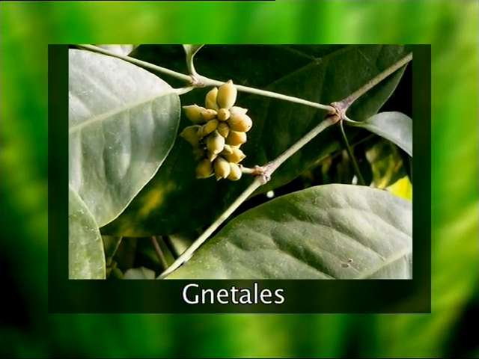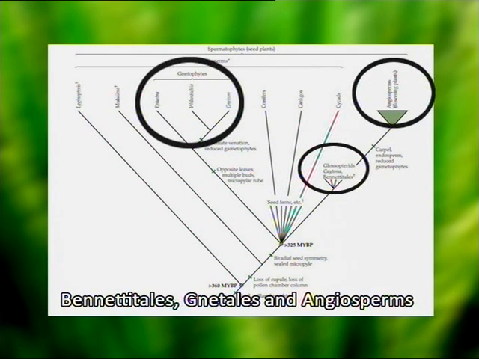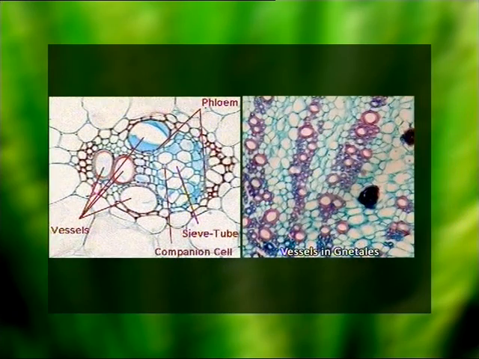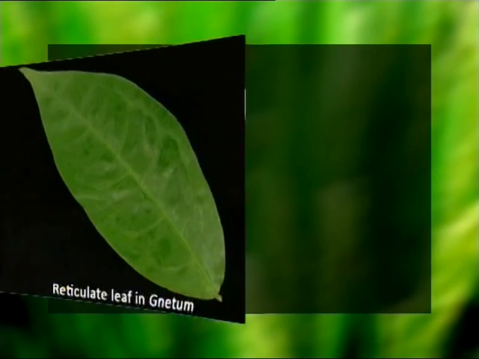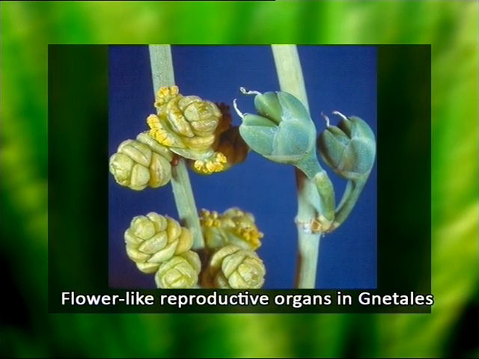Gymnosperms such as Gnetales, along with the already extinct Bennettitales, were widely believed to be related to the angiosperms on the basis of several morphological similarities. Some of these similarities are vessels in the wood. Both angiosperms as well as Gnetales and the Bennettitales have vessels in their wood. One more similarity is reticulate leaves in Gnetum and also the flower-like reproductive organs.